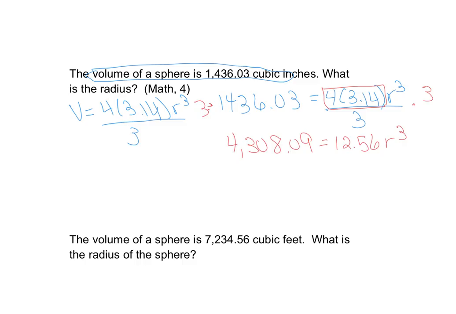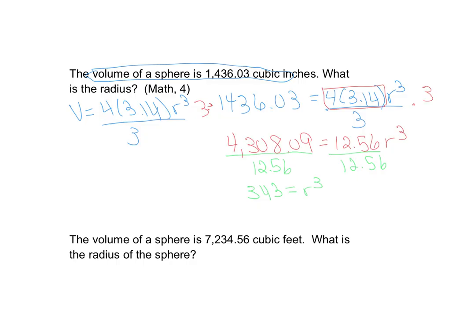Now we're just back to solving like we normally have before, where we are going to divide both sides by 12.56. We are not doing anything with that cubed or anything just yet. That'll be our very last step. So we're going to divide by 12.56. And we are going to get 343, I think it's 343.000 something. So we're going to call it 343 is our radius cubed.